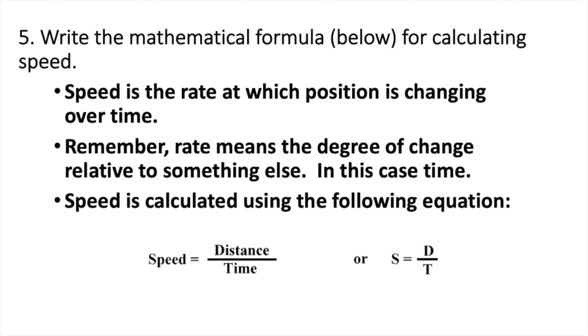So you were asked in number 5 to write the mathematical formula for calculating speed. Speed is the rate at which position is changing over time. In mathematics, a rate is how rapidly something changes compared to time. Remember, rate is relative to time, so speed is calculated using the following equation. Distance divided by time. We abbreviate it over here as S is equal to D over T.